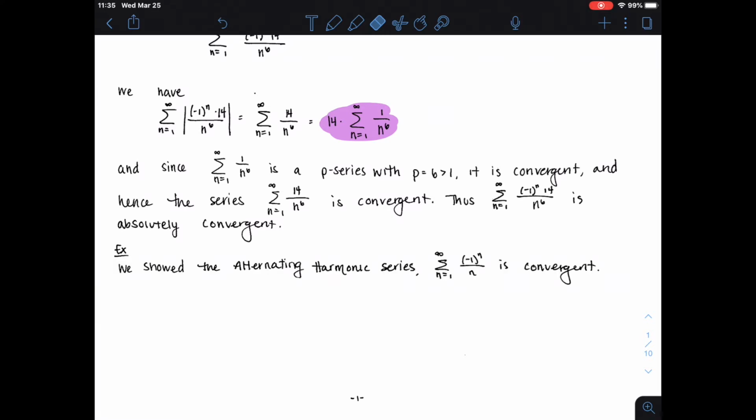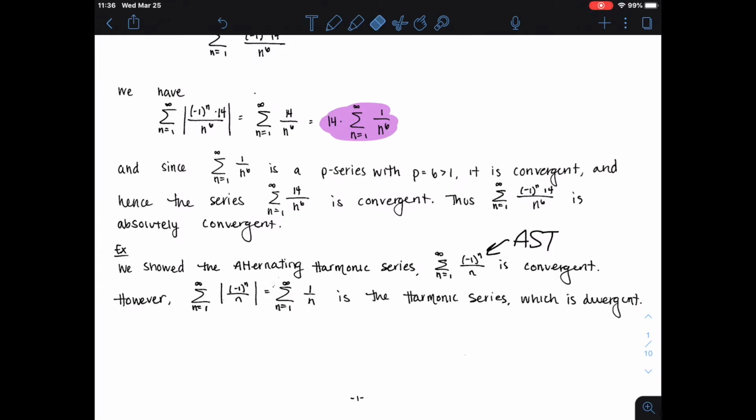So we showed that the alternating harmonic series is convergent. The general term for this was decreasing when you ignore the alternating part. That limit went to 0. We used the alternating series test to show this. But if you look at it in absolute value, when you destroy the alternating part, it's the harmonic series, which we know is divergent. So the alternating harmonic series is not absolutely convergent.